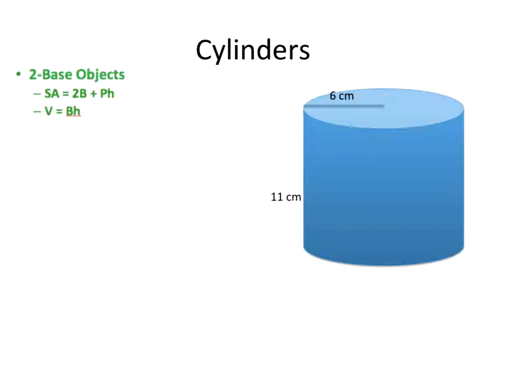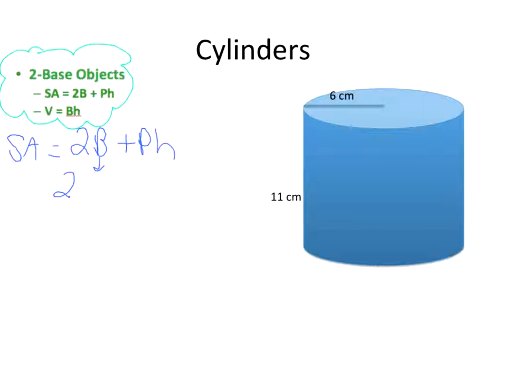So first, let's identify that a cylinder is a 2-based object, right? There's a top, there's a bottom. They're both circles this time. So my surface area formula is 2 times big B plus P times H. So 2 times big B. Big B means area of the base.